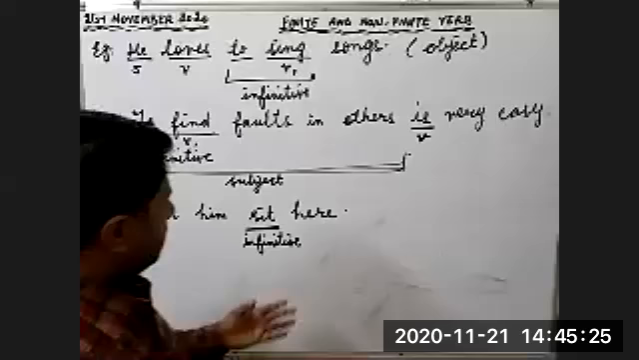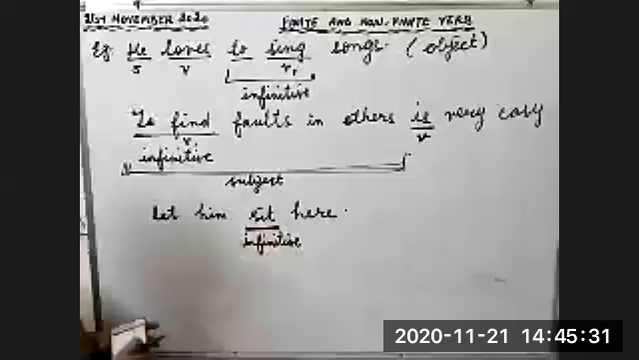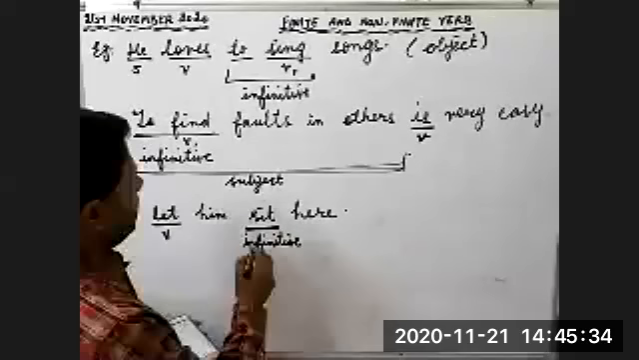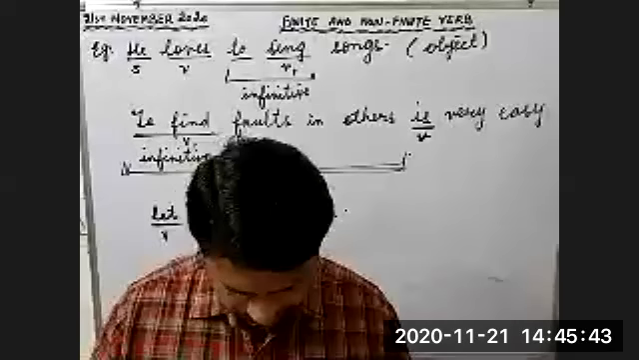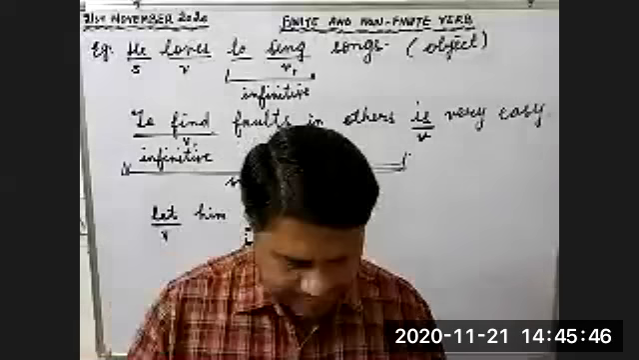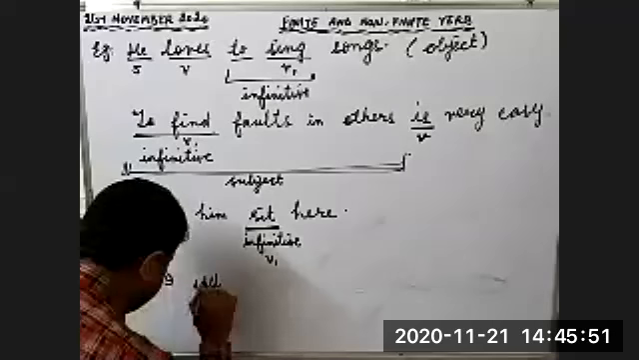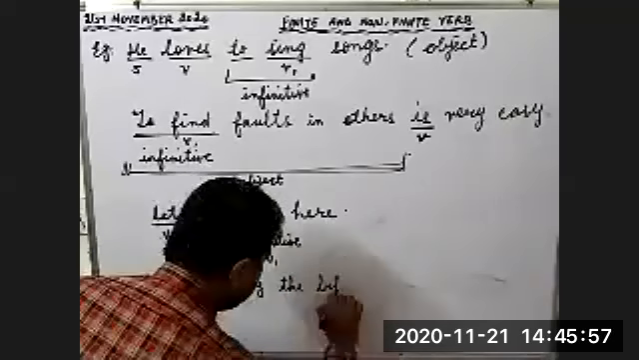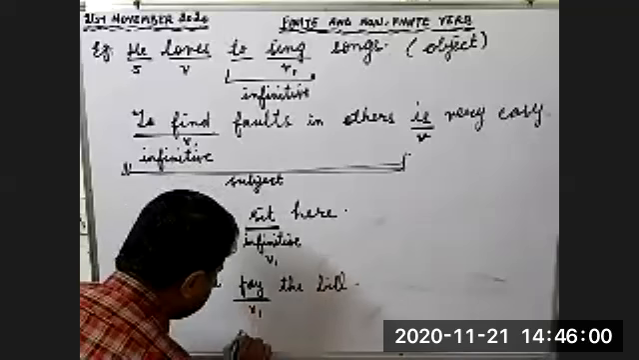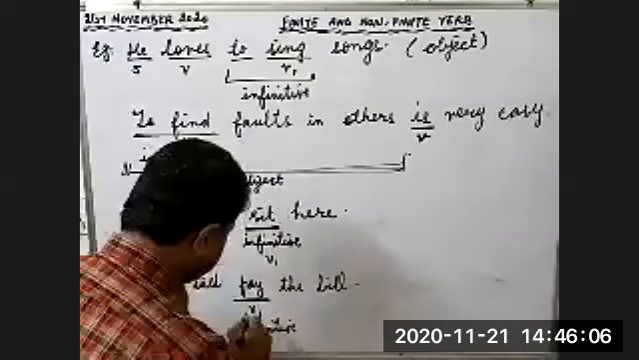So here also it is not used as a verb. Which is the verb in this sentence? Let is the verb. Sit is first form of the verb, but here it is used as infinitive, not as verb. Next example. I will pay the bill. Now here pay is also infinitive.